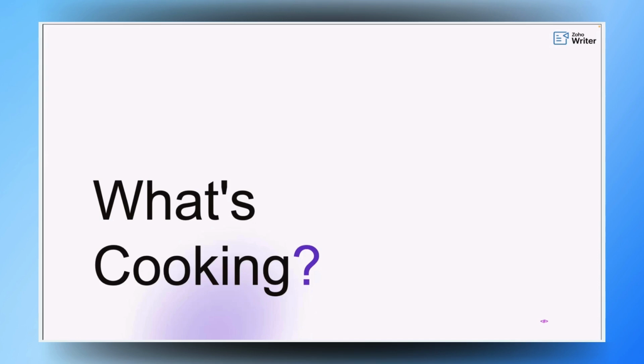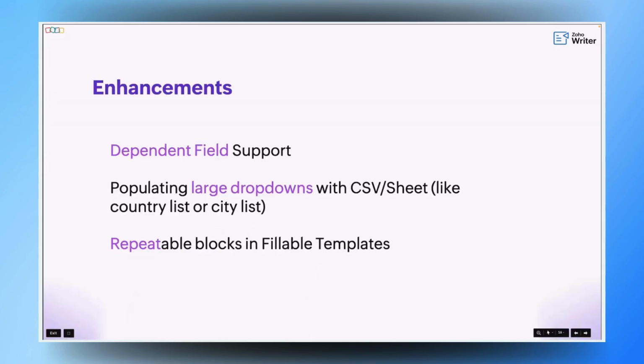So we have some exciting features that we are working on with the application. Starting with dependent field support. It works like a charm. You can map two different fields together so that based on the value that you choose in the first field, the values or even the field appears based on the field that you have inserted in the previous one. So that is how the dependent field works.